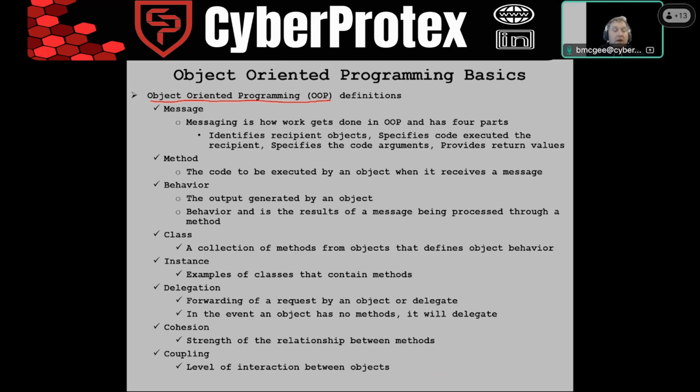So inside here are some keywords that you may need to go and look up if you're not familiar with them. The actual message here is broken into 4 different parts. If you just look at it, it identifies the recipient object, the specific code that the recipient object executes, and then it specifies the code arguments and provides return values. So what does that mean?